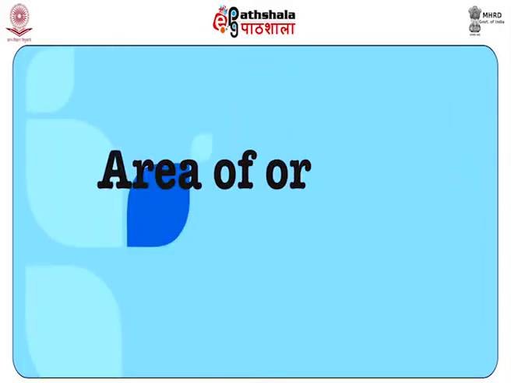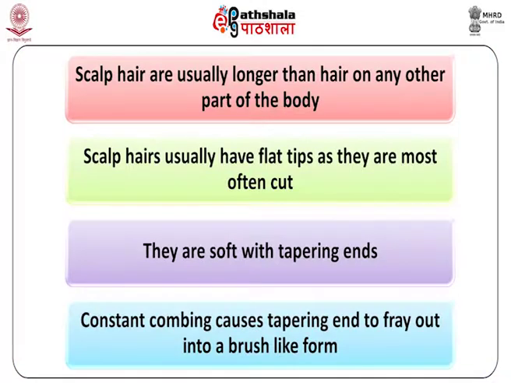The next is area of origin. The hair of one part of the body differs from the other part of the body. Scalp hair are usually longer than hair on any other part of the body. The scalp hairs usually have flat tips as they are most often cut. They are soft with tapering ends. Constant combing causes the tapering end to fray out in a brush like form. Periodical cropping shows sharp cut tips which become blunt and round about a week later.